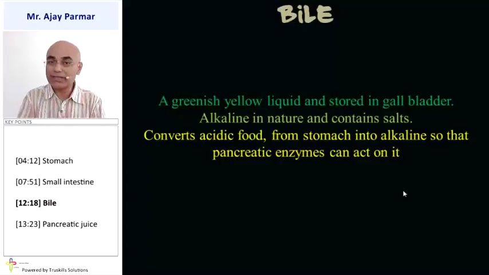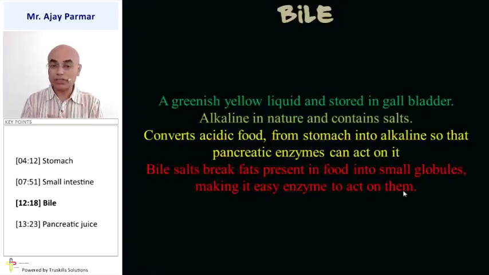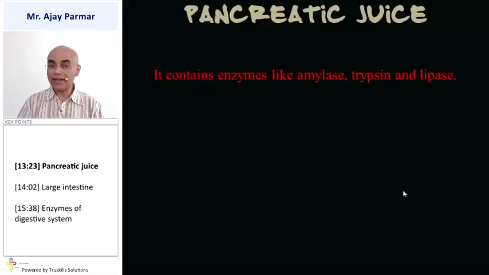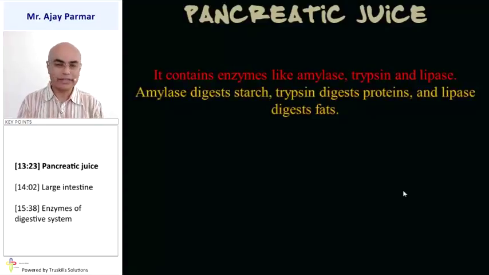Now, why is alkaline form necessary? It is only in alkaline conditions that the pancreatic enzymes can perform their action on that food. So the bile salts break up the fat present in the food and convert it into small globules so that enzymes can act on them very easily. Pancreatic juice contains enzymes like amylase, trypsin and lipase. Amylase, you know, digests starch. Trypsin digests protein, and lipase digests fats.